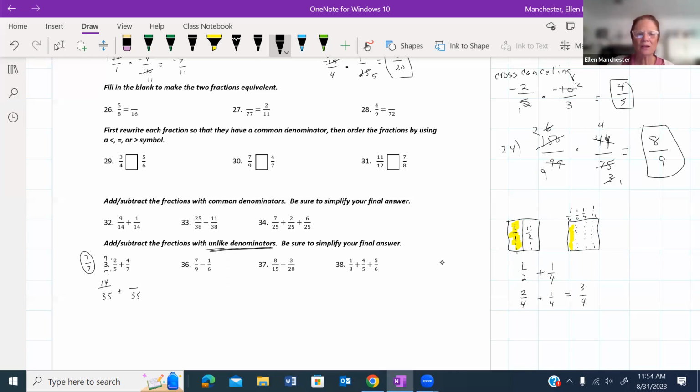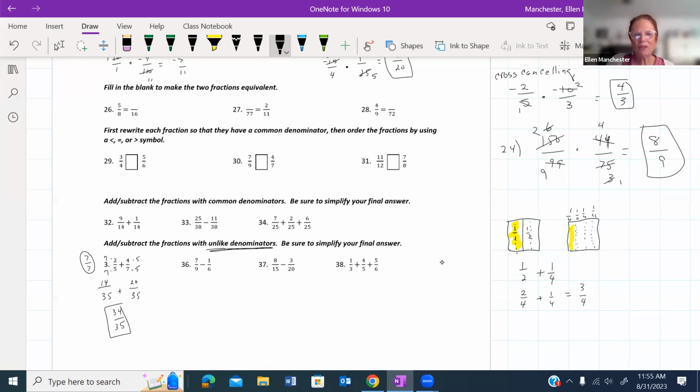And then same thing here. What did I multiply the 7 by to get 35 on the bottom? So I have to multiply by 5 on top. So 4 times 5 is 20. So 14 and 20, you only add the top. The bottom always stays the same. You never, ever, ever add or subtract the denominator. That will always stay the same. Okay, that's the easiest way to get a common denominator. Just multiply the denominators. That's the easiest way.